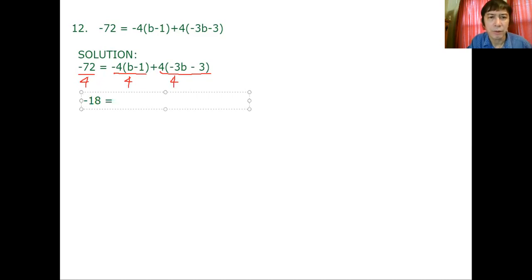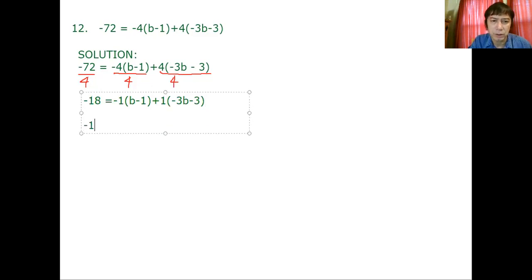Next, go to the right side. We have negative 4 divided by 4 is negative 1. So this will be negative 1 multiplied now by the quantity b minus 1. And this is 4 divided by 4, that must be a positive 1. So this is now plus 1 times the same terms inside, negative 3b minus 3. There. So we have smaller numbers now. We shall now continue expansion.